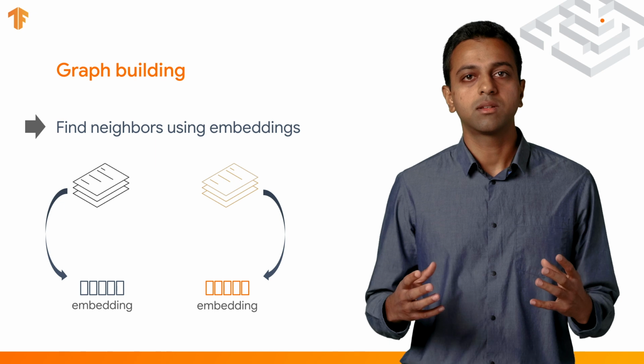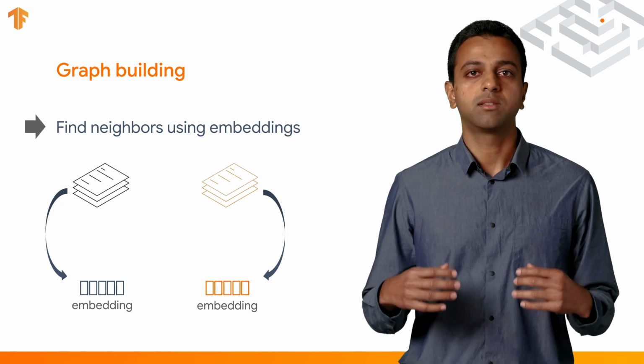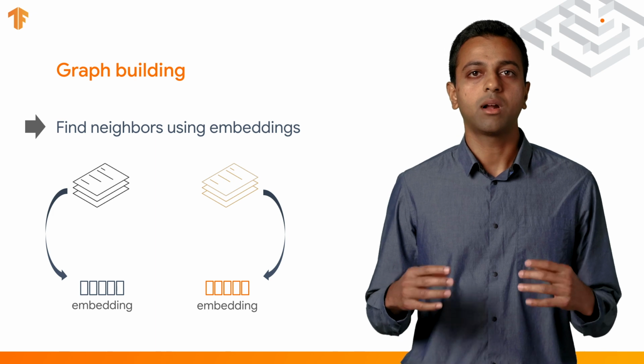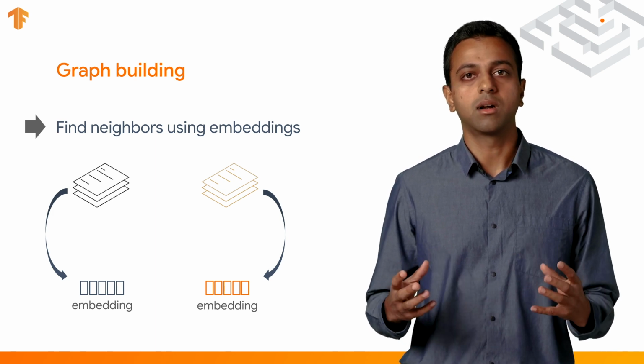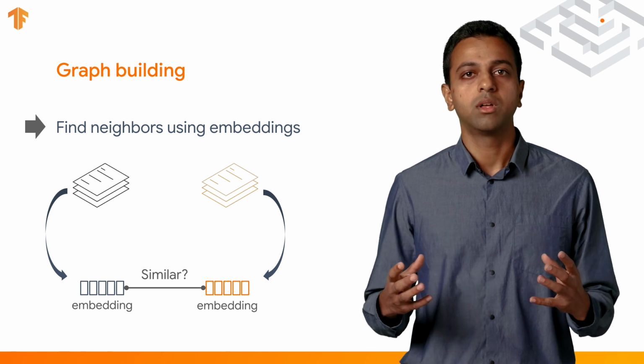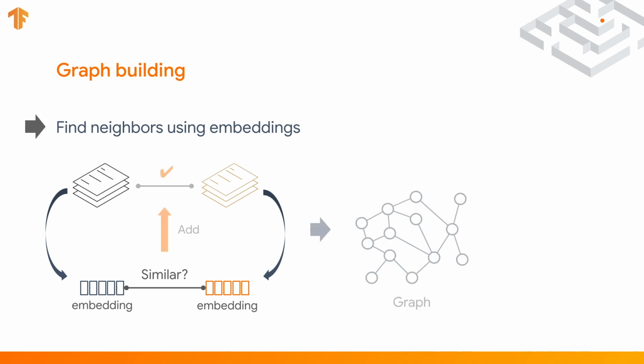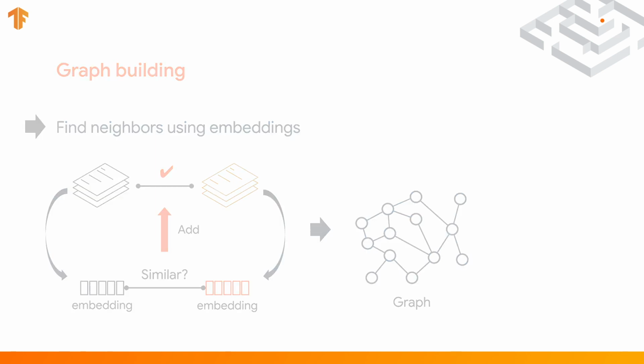Once we convert raw instances to their embeddings, we can use a similarity function, such as the cosine similarity, to compare how similar pairs of embeddings are. If the similarity score is greater than a threshold, then we add a corresponding edge in the resulting graph. Repeating this process to cover the entire dataset builds a graph. And once we have a graph, using neural structured learning is straightforward, as we saw in the previous episode.